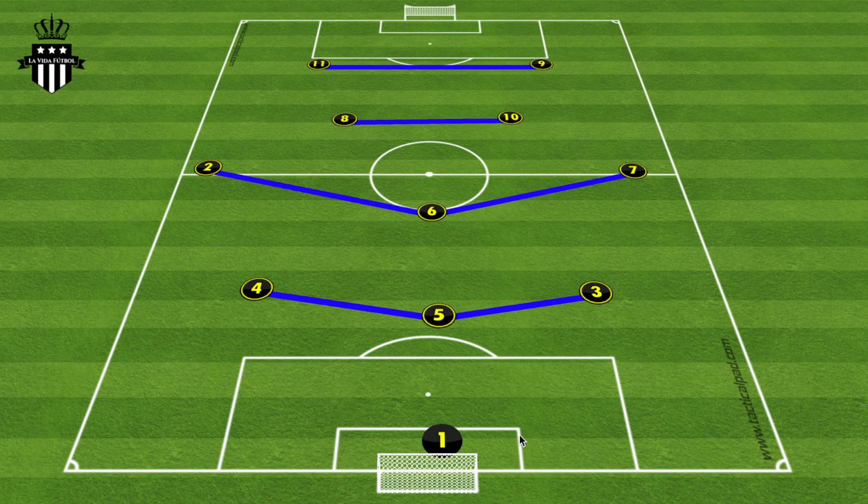The 3-3-2-2 formation is a formation that has 4 lines. So you have the back line of 3 that is made up of the 4, 5, and 3. The midfield line that is made up of the 2, the 6, and 7. And then we have what we can call 2 number 10s or 2 offensive midfielders, the 8 and 10, and 2 forwards, 11 and 9.